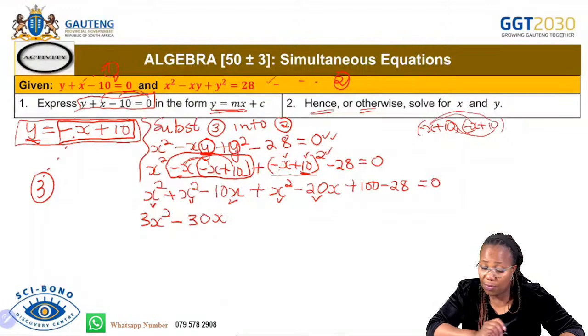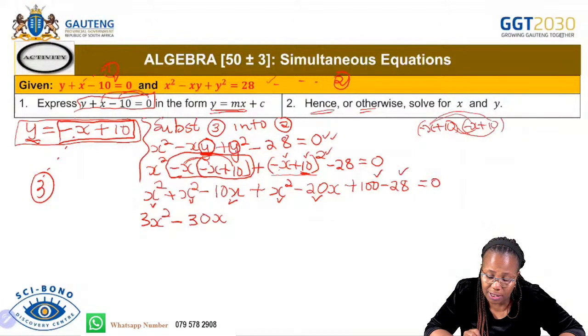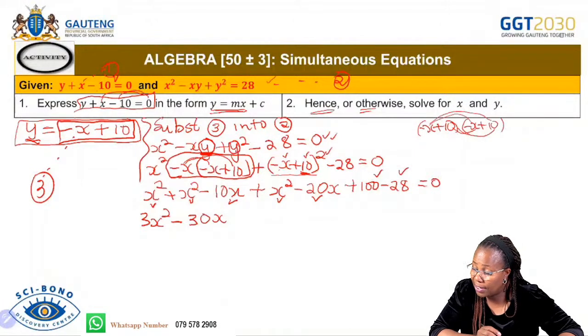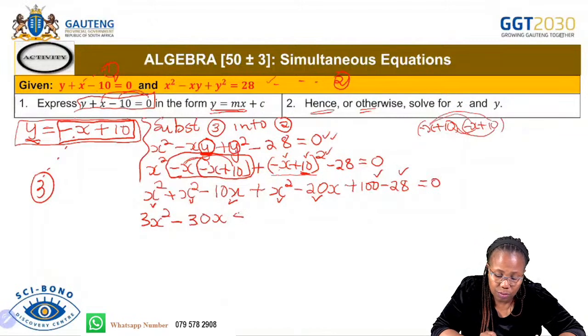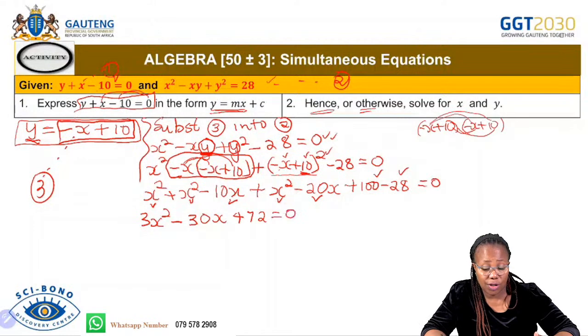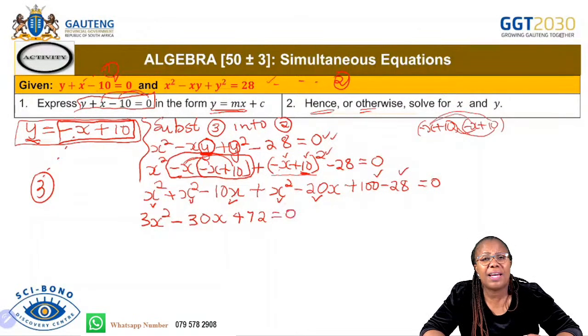And then from there we are subtracting 100 minus 28. That will give us 72 equals 0, grade 12. Can you see now you have a trinomial there? And then we can simplify this trinomial by dividing throughout by 3.